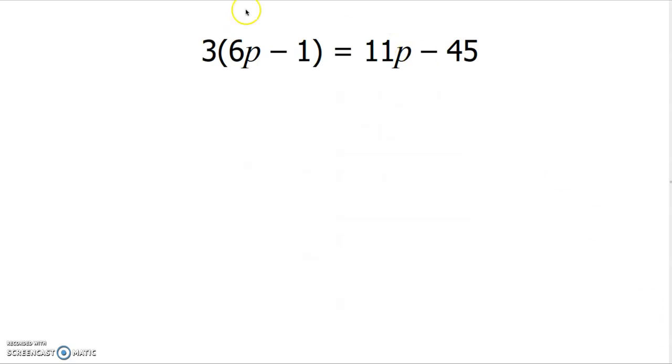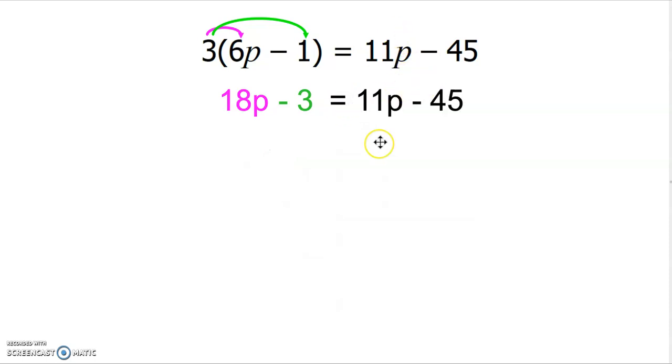Next, let's try one where we have to distribute. So here we notice the parentheses and we have to distribute the 3. We also notice we have a variable term on the other side of the equal sign. We're only distributing the 3, though, to the set of parentheses it's in front of. So I have to distribute the 3 to the 6p first and get 18p, and then I distribute to the negative 1 and get a negative 3. And I just bring down the rest of that equation.